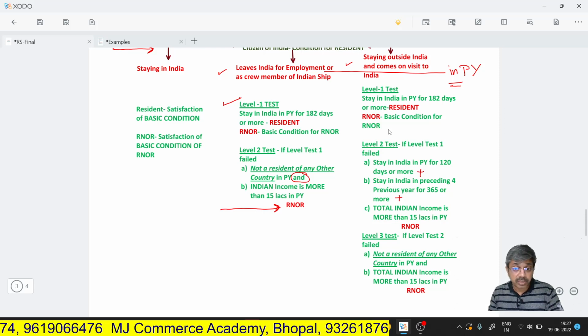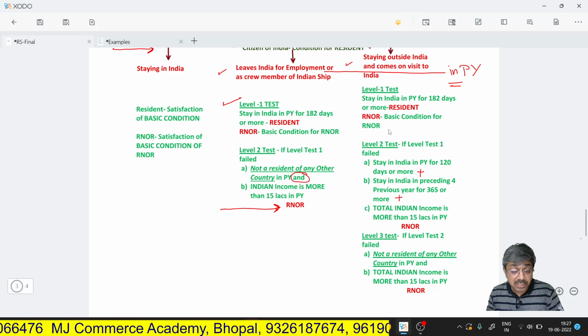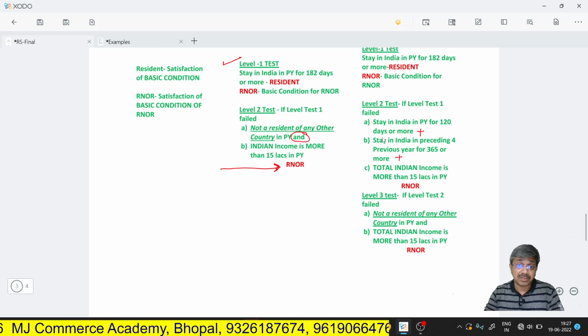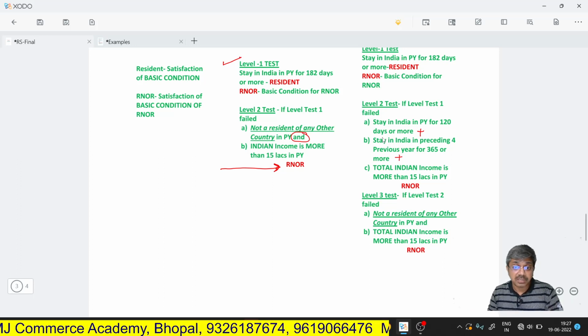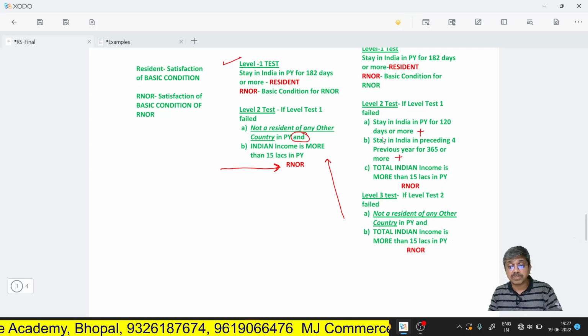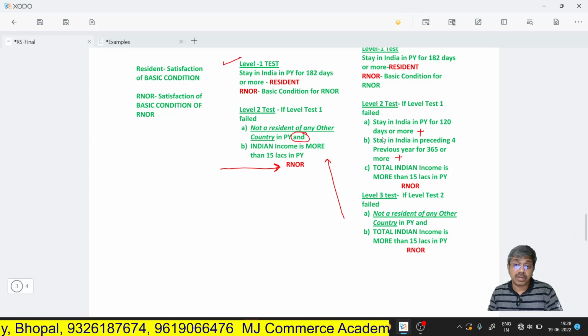The level 2 test, you need to satisfy all these conditions. If you fail to satisfy either of these 3 conditions of level 2 test, you will jump to level 3 test, which is same as level 2 test for this category. Not a resident of any other country in a previous year and total income is more than 15 lakhs in a previous year. In both level 2 and level 3 test, he will be directly classified as a resident and not ordinary resident.